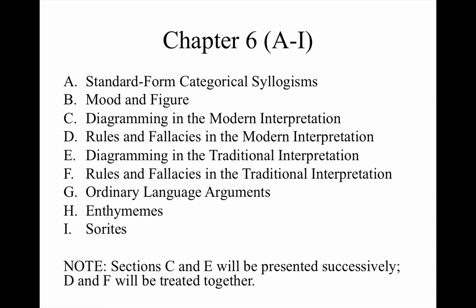What we'll move on to next is how we can work with ordinary language arguments, enthymemes, and sorites. In other words, how do we translate ordinary language arguments into standard form for the categorical syllogism? How do we complete incomplete arguments? And how do we reduce the number of terms in an argument with more than 3 terms?